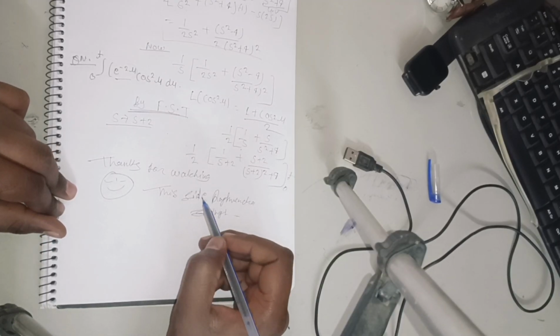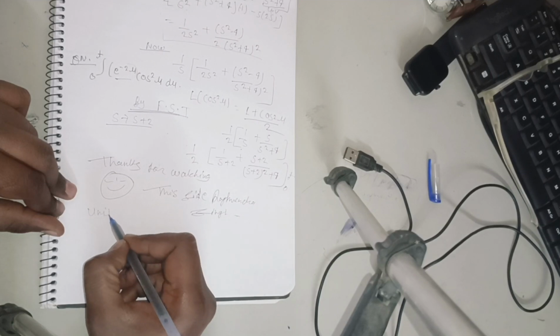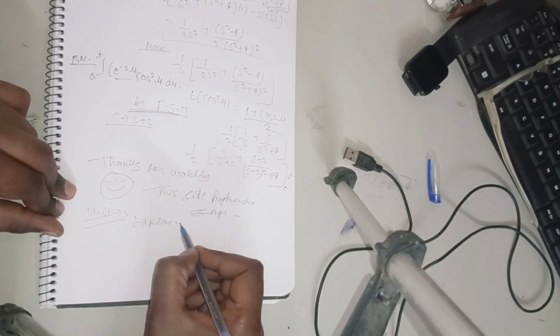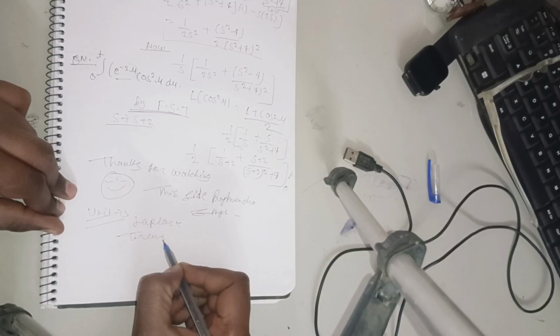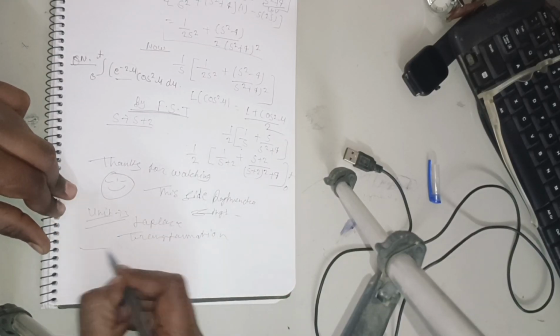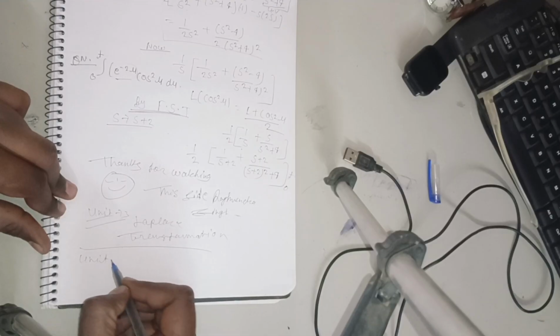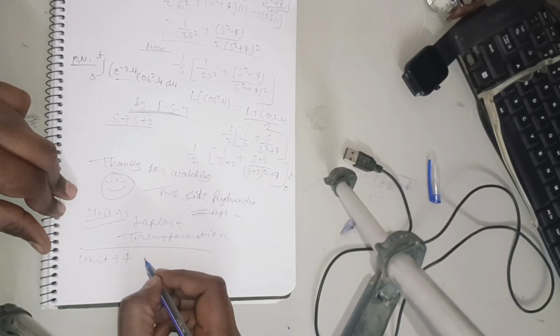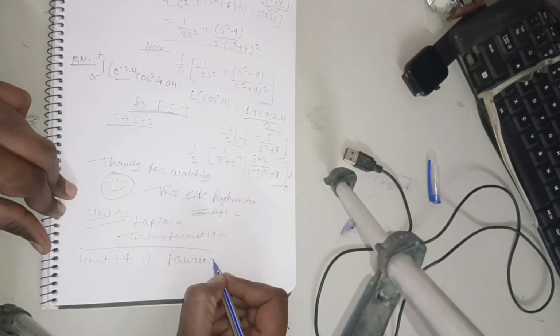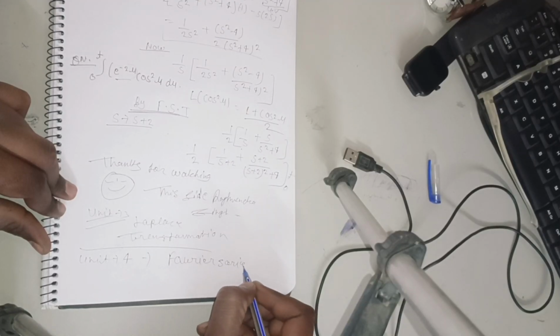Okay, so here we have finished unit number 3, that was Laplace transformation. Now we will start unit number 4, that is going to be Fourier series. Okay, yeah.